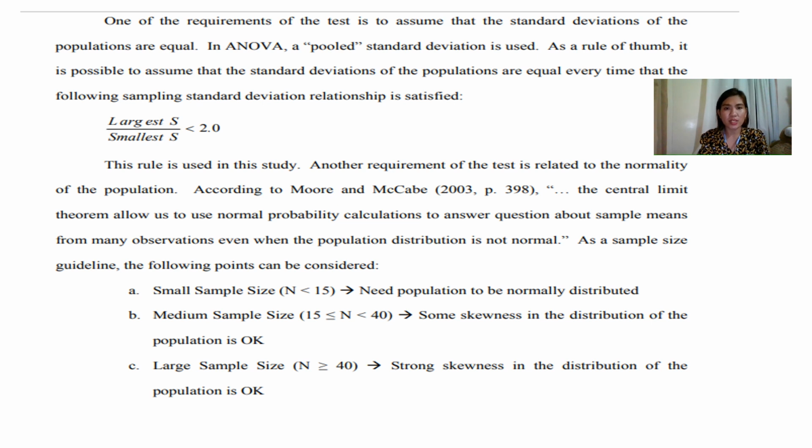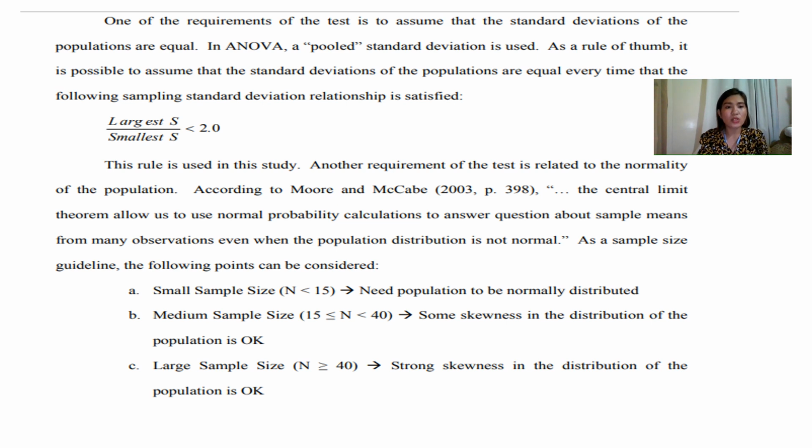Another requirement of the test is related to the normality of the population. According to Moore and McCabe, the central limit theorem allows us to use normal probability calculations to answer questions about sample means from many observations even when the population distribution is not normal. As a sample size guideline, the following points can be considered.